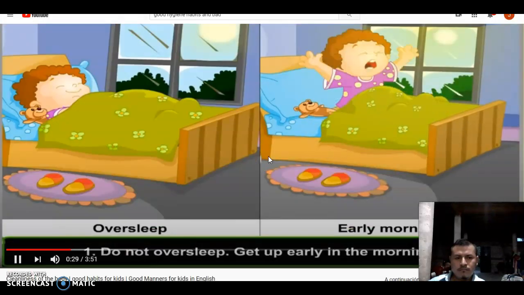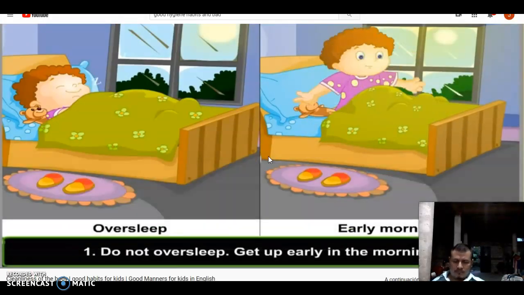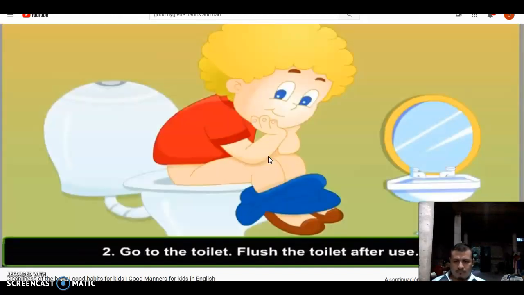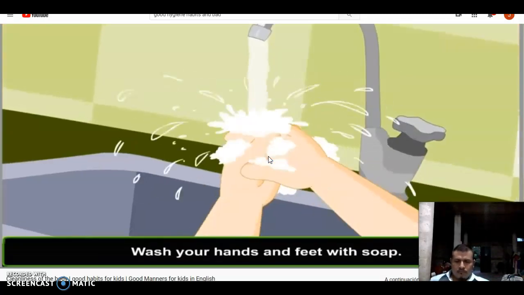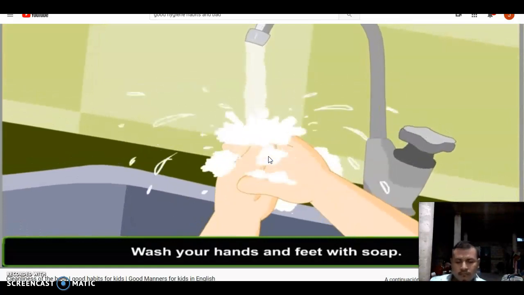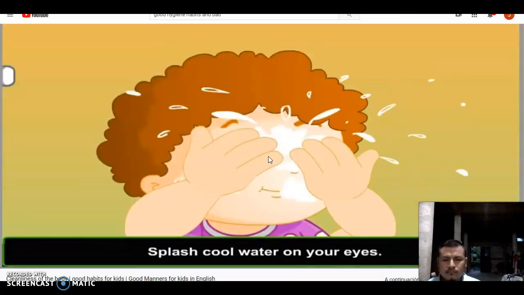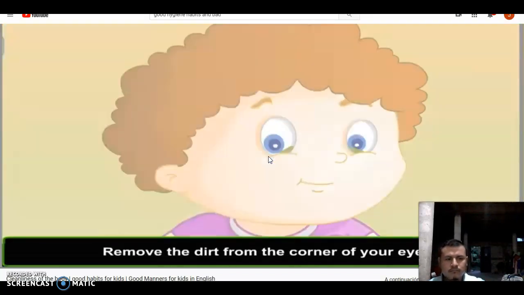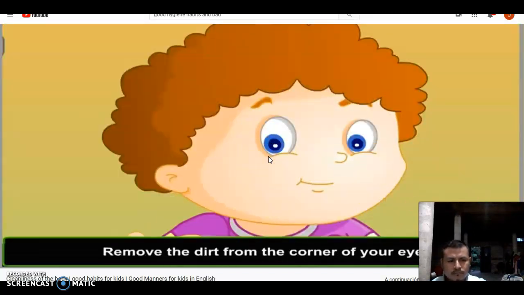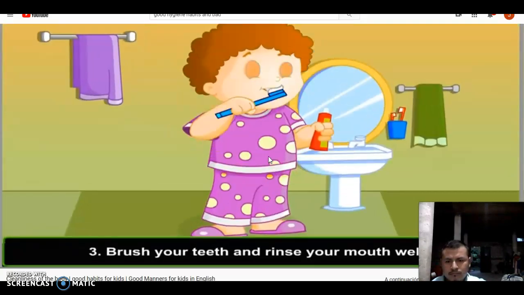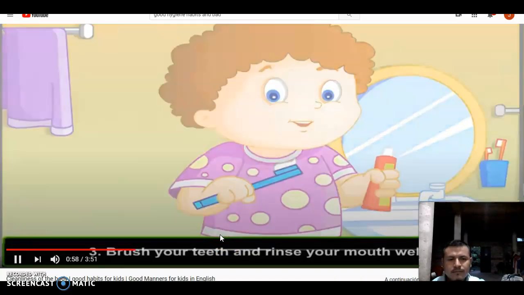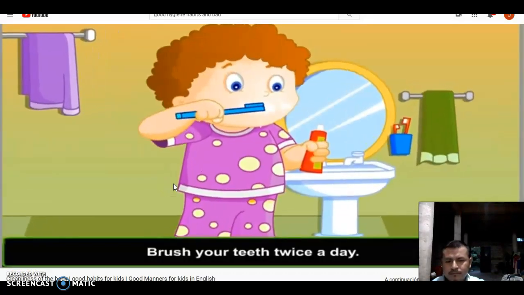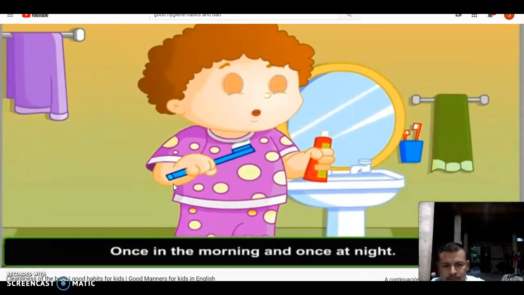1. Do not oversleep. Get up early in the morning. 2. Go to the toilet. Flush the toilet after use. Wash your hands and feet with soap. Splash cool water on your eyes. Remove the dirt from the corner of your eyes. 3. Brush your teeth and cleanse your mouth well, twice a day. Once in the morning and once at night.